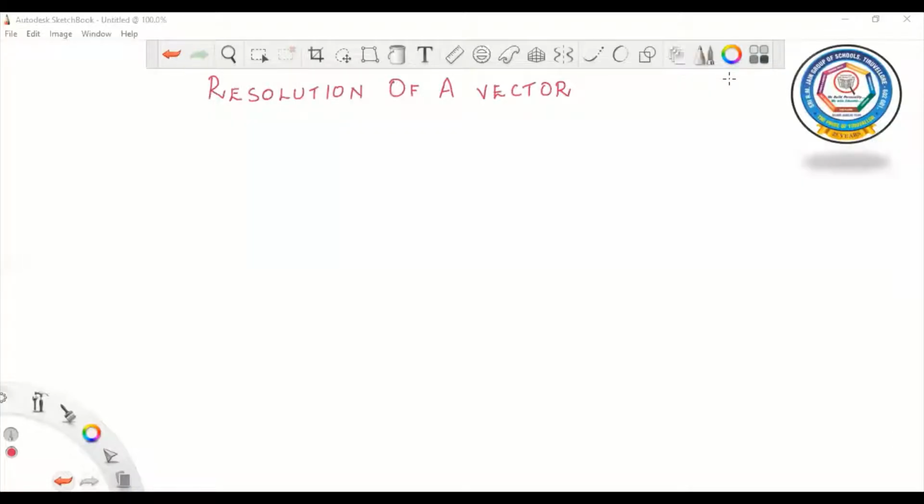Today, we are going to discuss resolution of a vector. First, let us see what is a resolution of a vector. It is a process of splitting a vector into two or more vectors in such a way that their combined effect is same as that of the given vector. The vectors into which the given vector is splitted are called component vectors.